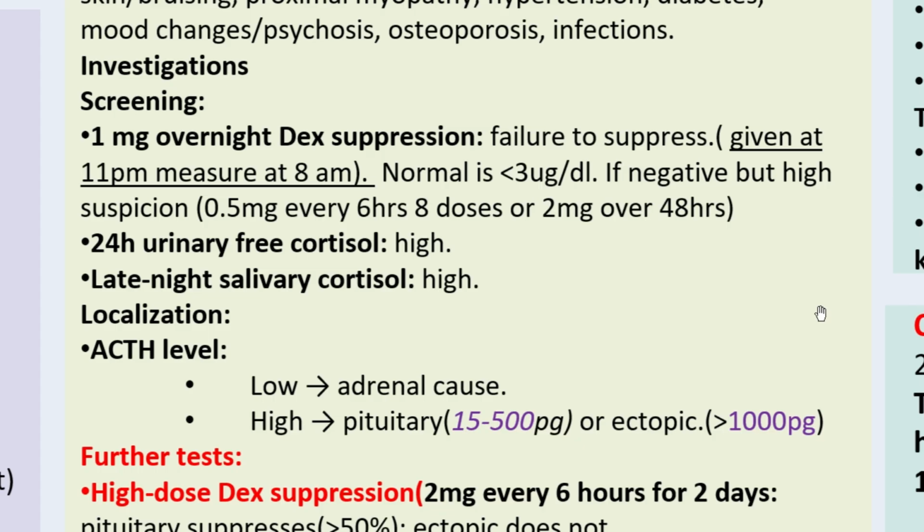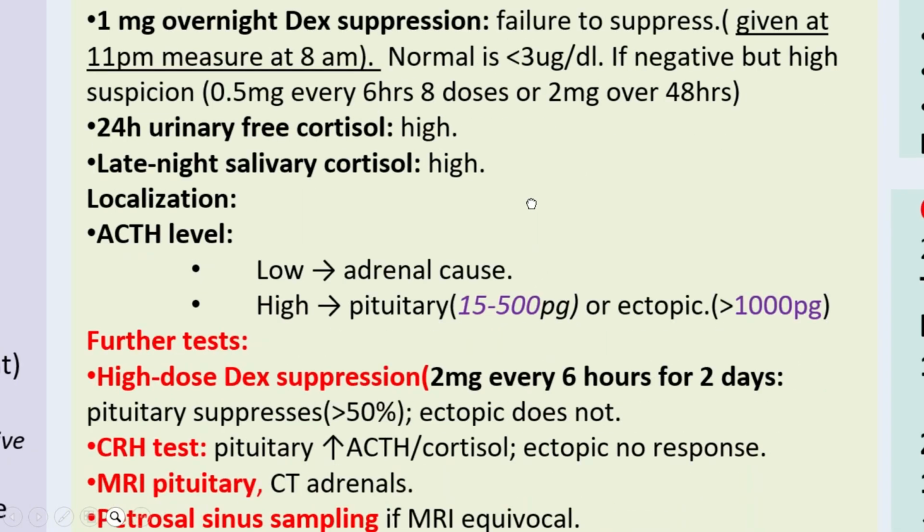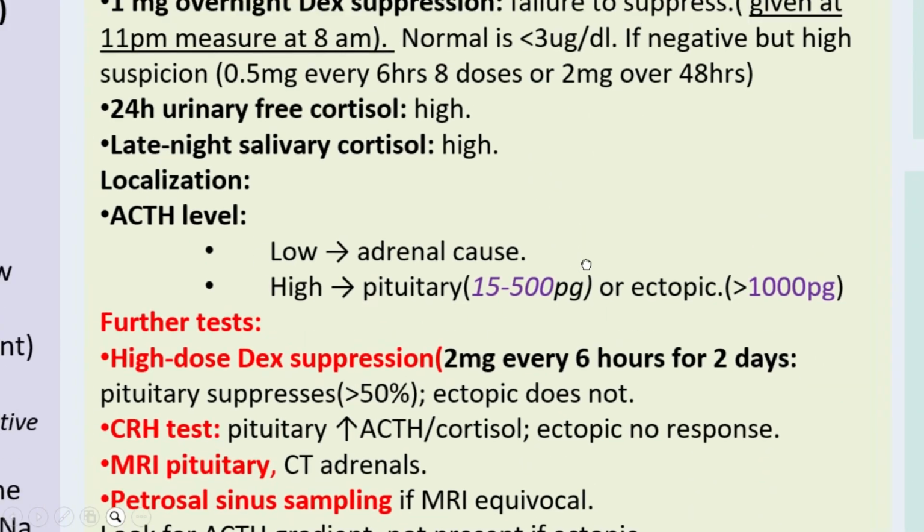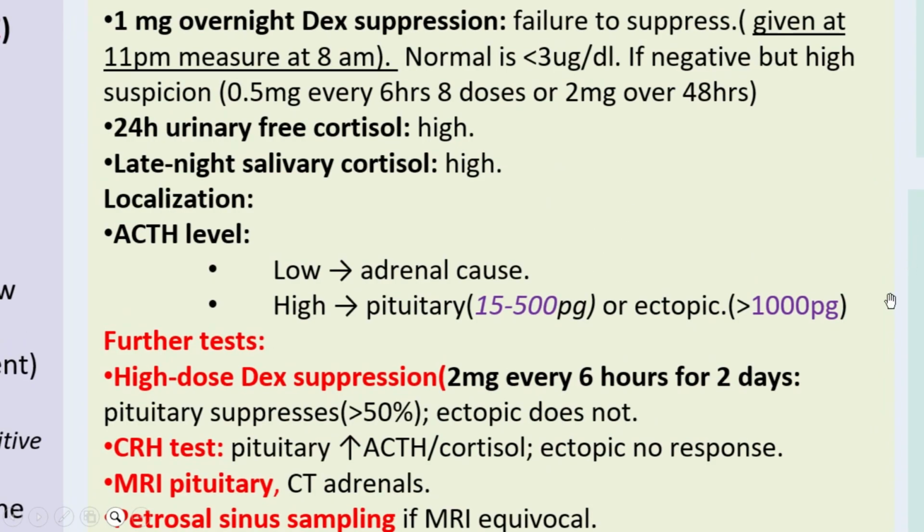Then you can do the 24-hour urinary free cortisol and see if it is high, because these patients have increased production, so it's going to be obviously high. We have the late night salivary cortisol, because we know cortisol starts increasing in the morning and is going to be highest in the morning, then it starts decreasing. By late evening, it's going to be at its lowest. So the late night salivary cortisol is supposed to be low, but you find that it is high in these patients.